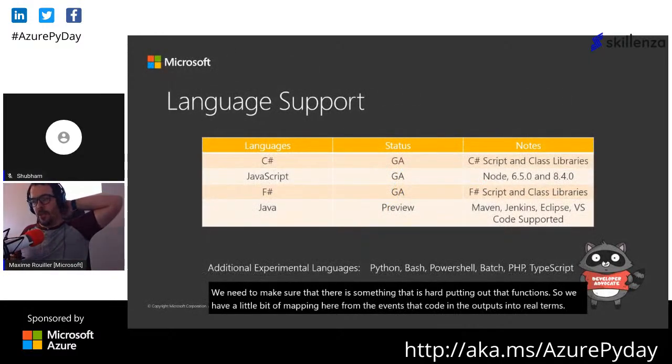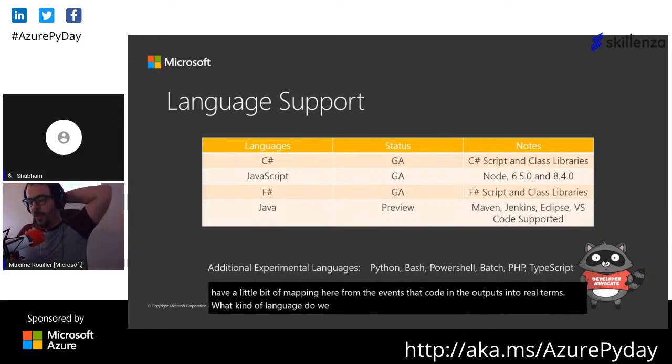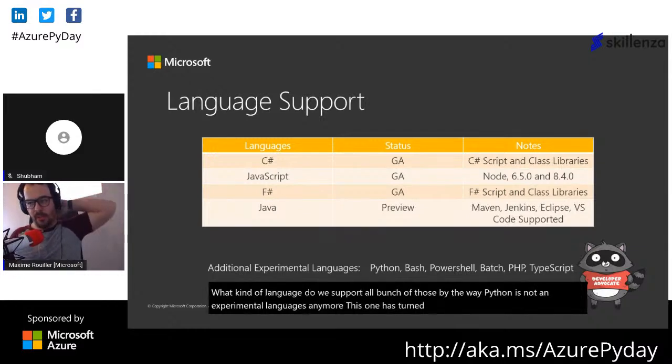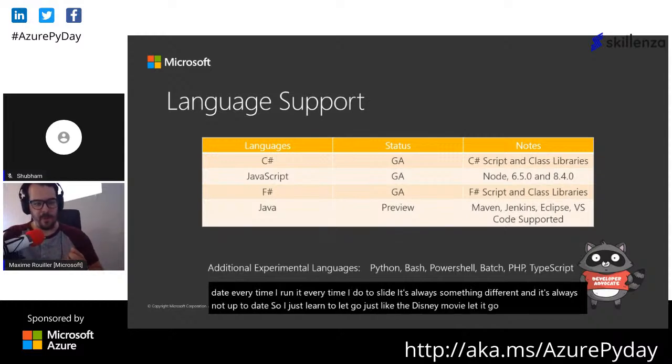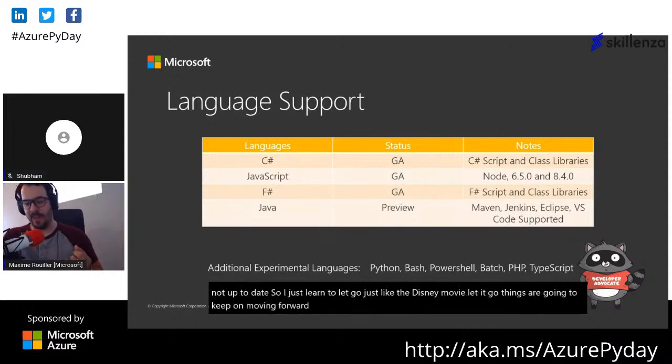So what kind of languages do we support? We support a bunch of those. By the way, Python is not in the experimental languages anymore. This one has turned GA. So I'm sorry, this slide is not up to date. Every time I do the slide, it's always something different, and it's always not up to date. So I just learned to let go. Just like the Disney movie, let it go. Things are going to keep on moving forward very quickly. This team is really fast.